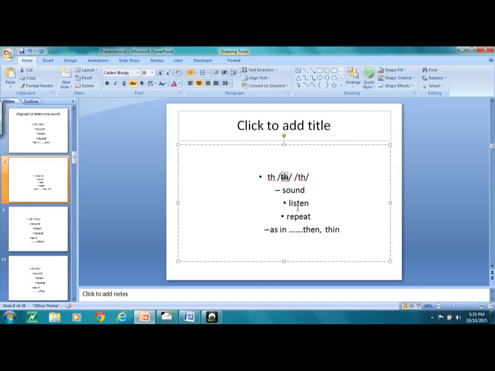TH. V. Then. TH. V. Then. TH also says th. TH. Th. Thin. TH. Th. Thin.